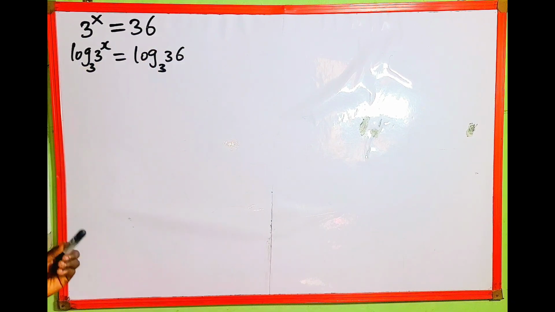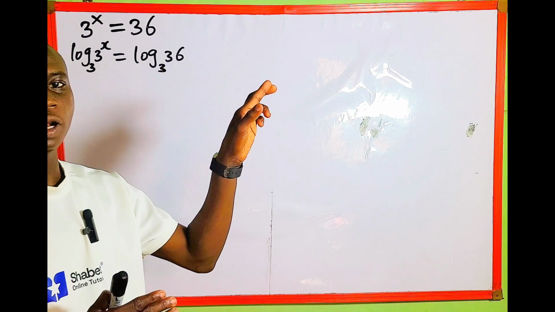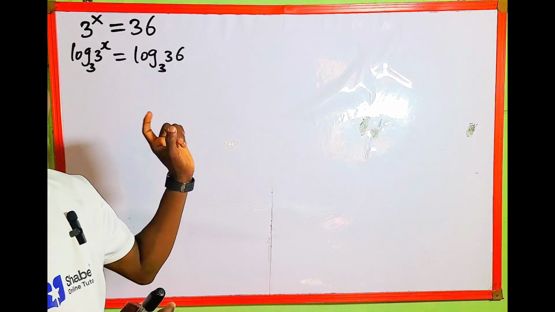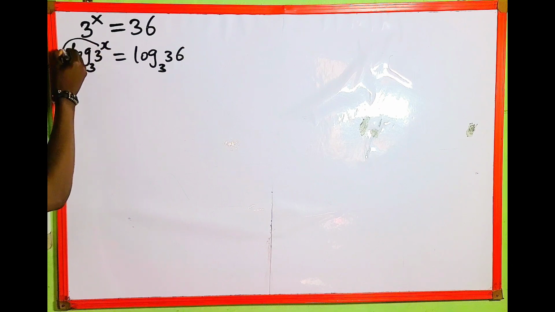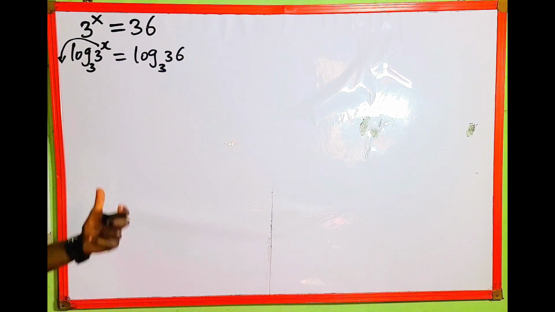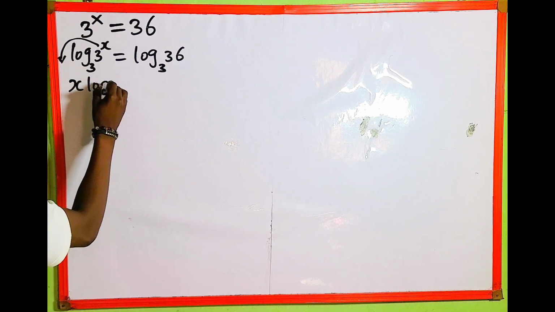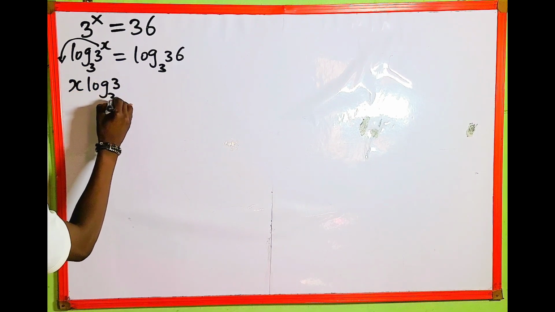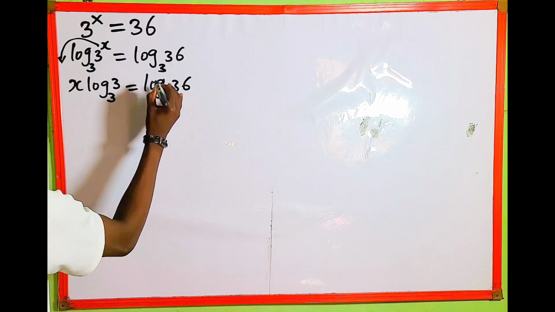Now recall one of the properties of logarithm. When you have log of a term raised to the power of another term, the power is going to go back to multiply the log. So what did I mean? This x here is going to come back to multiply the log. This is one of the properties of logarithm. So when we apply that property, we are going to have x multiplied by log of 3 to the base of 3, which is equal to log of 36 to the base of 3.